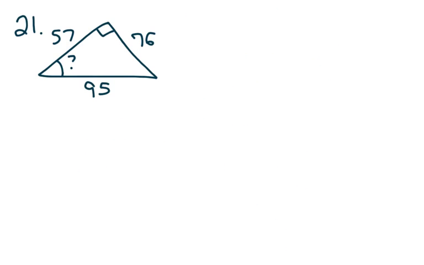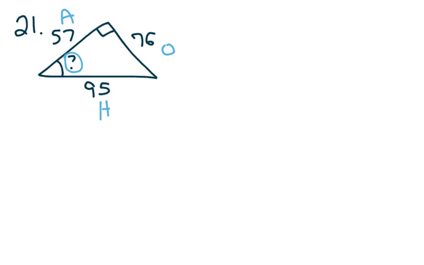Number 21. I wanted to do this one because when you got to 21, it didn't matter which trig function you chose. You should all get the same answer. So first I'm going to label my sides according to, well, not theta in this case, but a question mark. So this is my hypotenuse, this is the opposite, and this is the adjacent.